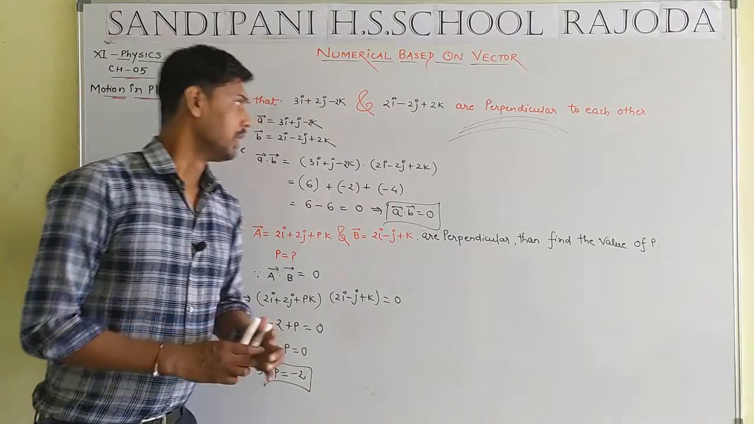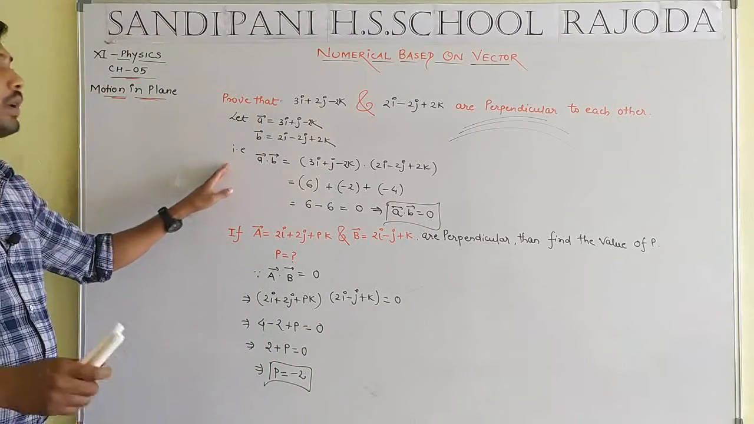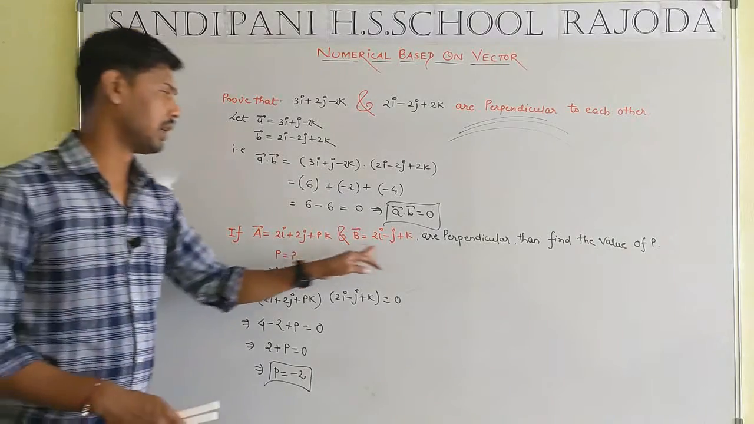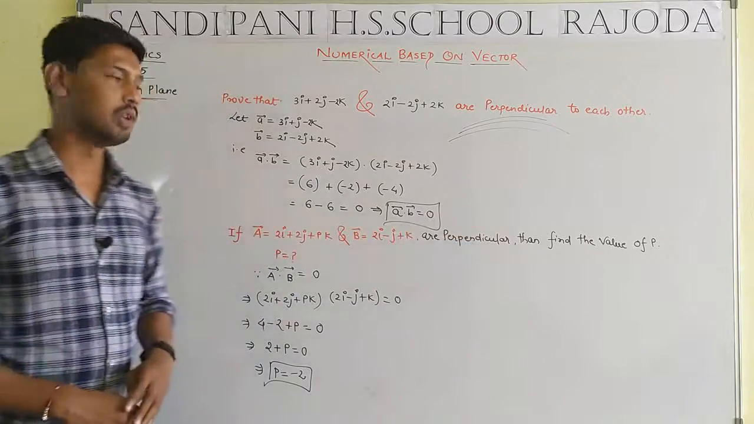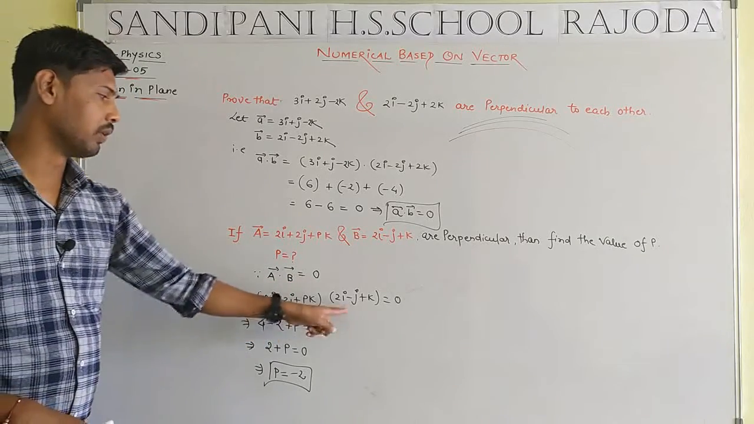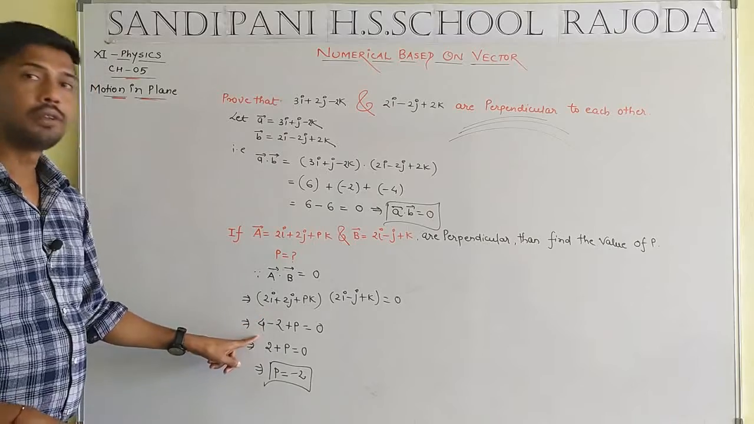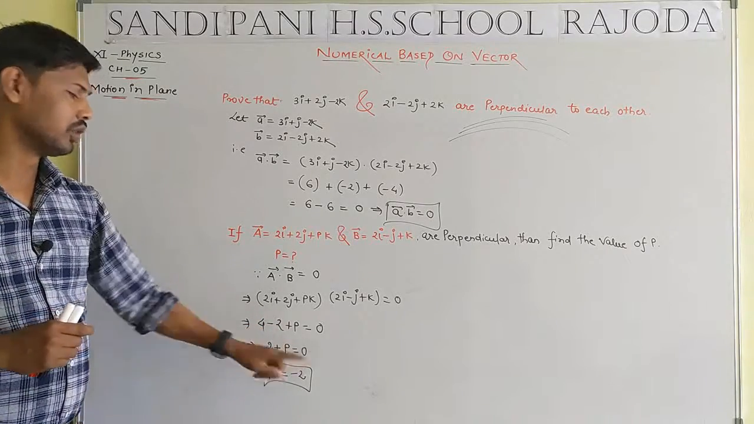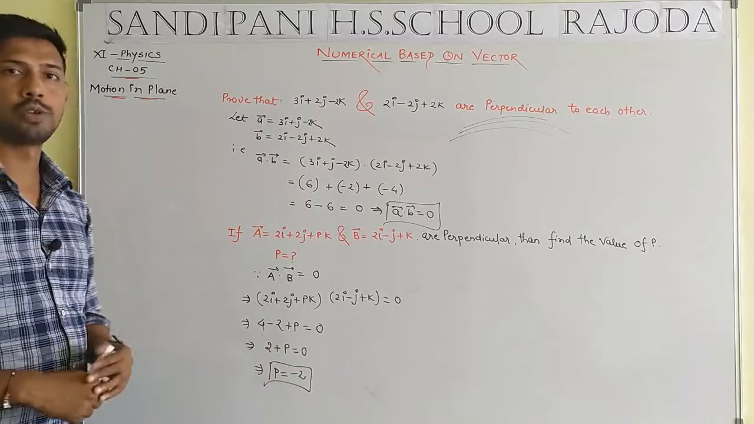Student, in question number 3 we have to prove perpendicular, but in question number 4, given that both are perpendicular, we have to find the value of P. Perpendicular, that means A dot B equal to 0. We put the values of A and B, use the simple dot operation, plus minus minus, positive converted to the form of negative, such that P will be equal to minus 2.